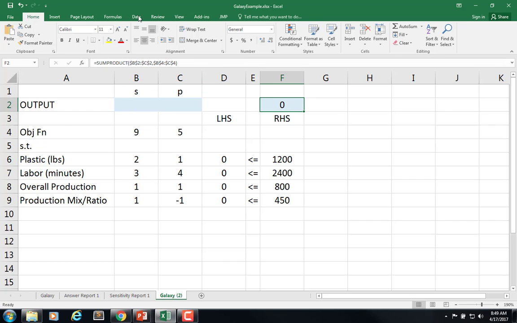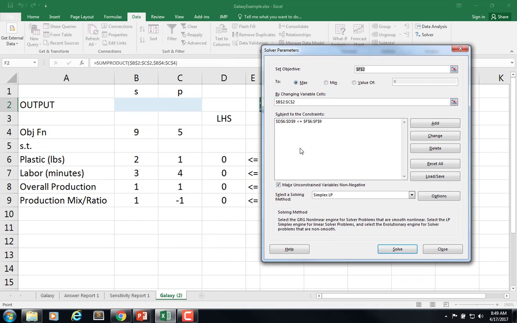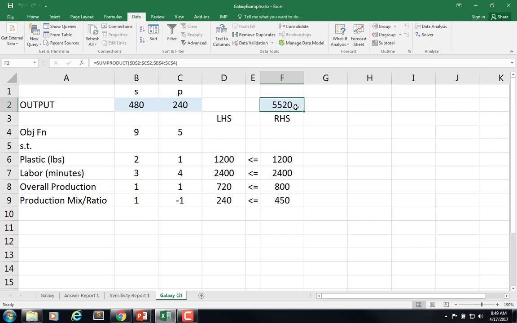Now, because I copied the worksheet over from the one that we had solved before, Data Solver keeps all the solver parameters set up properly. So I should just be able to click solve and click OK. Look at that. It did 480, 240 like we thought.